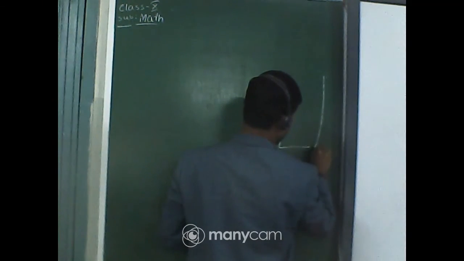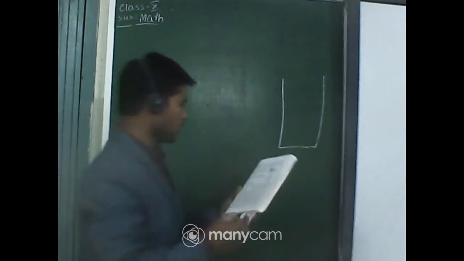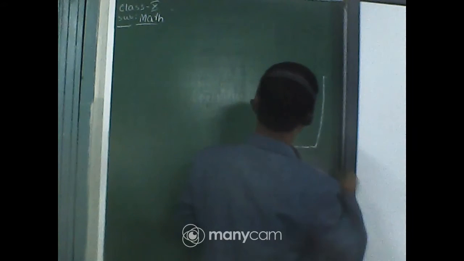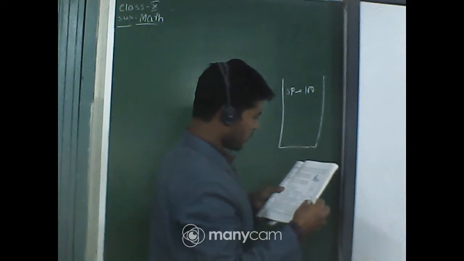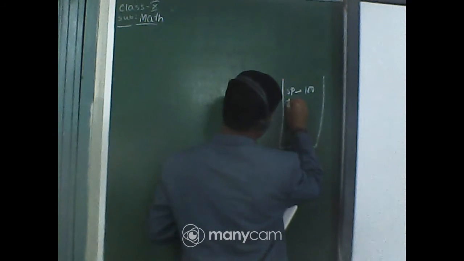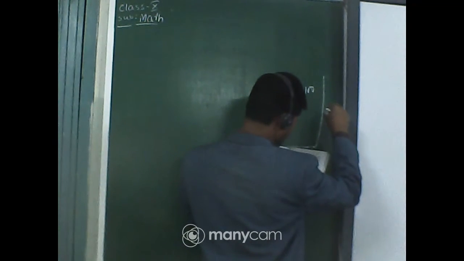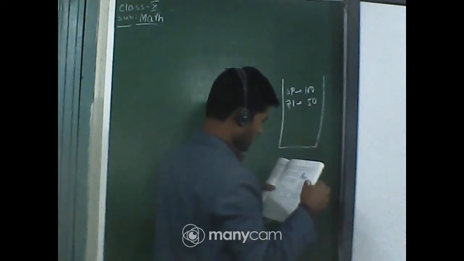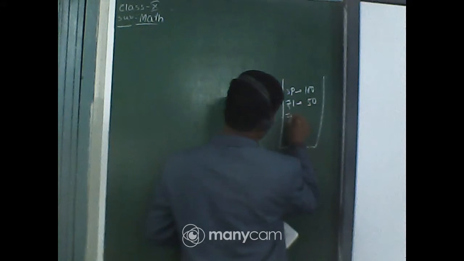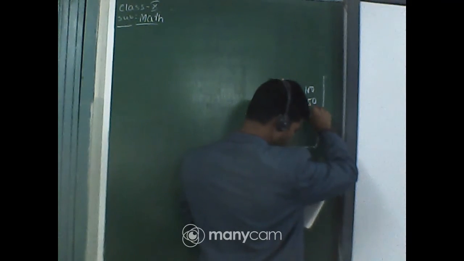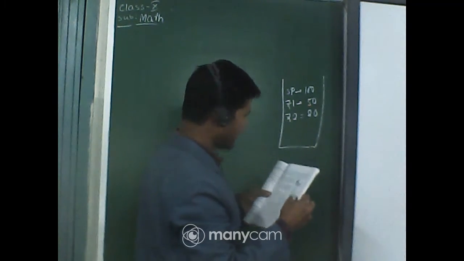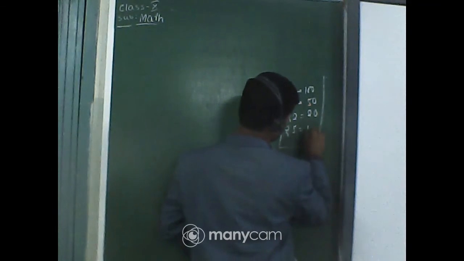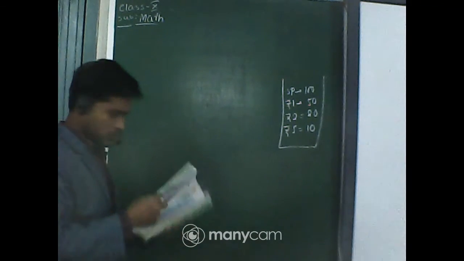Okay, so we have a piggy bank here like this, and within the piggy bank there are 50 paisa coins, 100 pieces. 1 rupee coins is 50, and 2 rupee coins, 20 are there, and 10 5 rupee coins. Okay, now write the data.